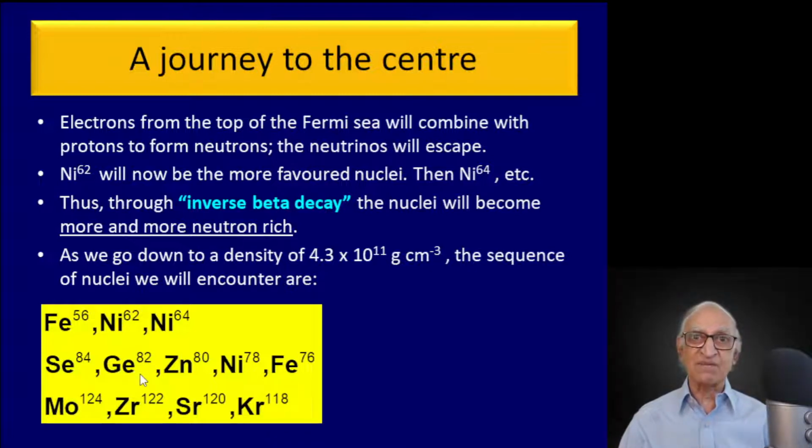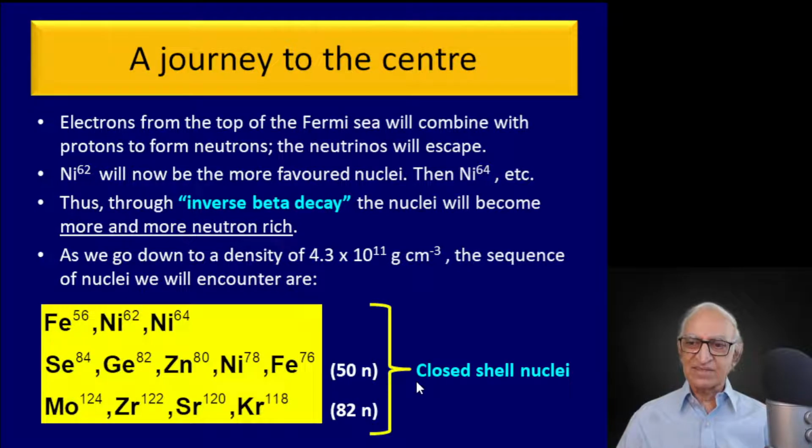Now, these are not nuclei we find on Earth. These are incredibly neutron-rich nuclei that exist only by virtue of this enormous pressure that obtains as you go down from the surface of a neutron star. Now, there is something very special about these nuclei if you have studied some nuclear physics, those of you who are studying MSc physics. The second row of nuclei have 50 neutrons. The third row of nuclei have 82 neutrons. You will recognize that these are closed shell nuclei. Just as you have closed shell atoms, you have closed shell nuclei, and these are more stable than open shell nuclei.